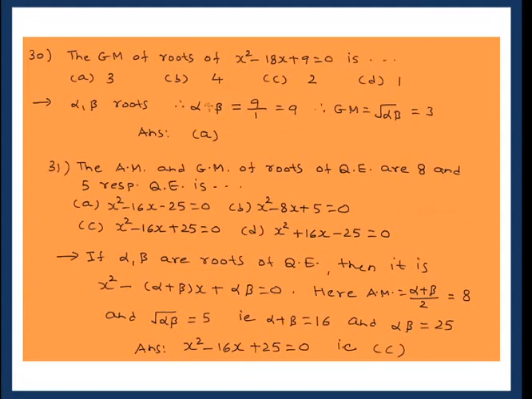Arithmetic mean, alpha plus beta upon 2, is given to be 8. So alpha plus beta is 16. Geometric mean, root alpha beta, is given to be 5. So alpha into beta is 5 square, that is 25. Substitute to get the quadratic equation as x square minus 16x plus 25 equal to 0. So the correct option is C, Calcutta.